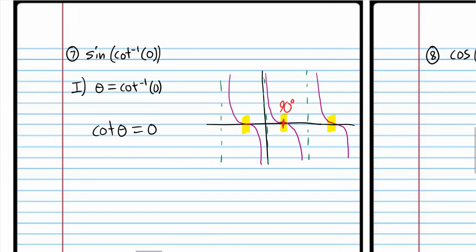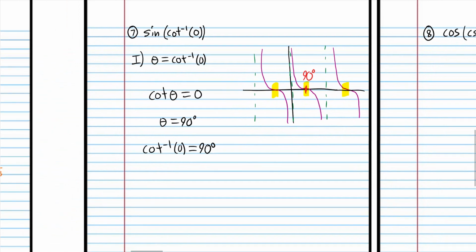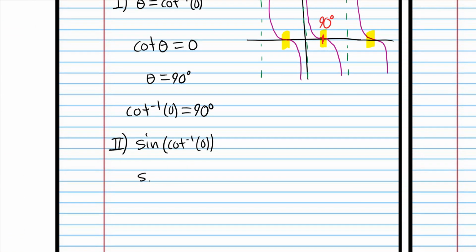That's in the range restrictions for the cotangent inverse curve. So theta is going to be 90 degrees, and therefore we found cotangent inverse of 0 is 90 degrees. So that was part 1 of the problem. Now we have to find sine of cotangent inverse of 0. That's the same thing as sine 90 degrees, because we found cotangent inverse of 0 in the previous part of the problem.